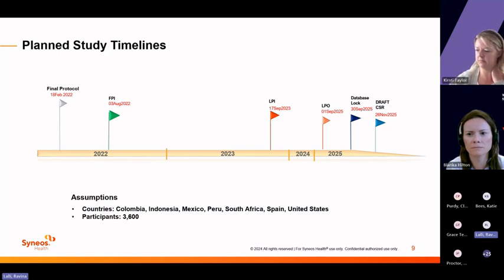So the aim was to recruit a total of 3,600 participants. And the countries anticipated were Colombia, Indonesia, Mexico, Peru, South Africa, Spain, and the United States. And these were determined via a feasibility testing, considering competitive landscape, site startup timelines, vaccination metrics, regulatory intelligence, and disease metrics.